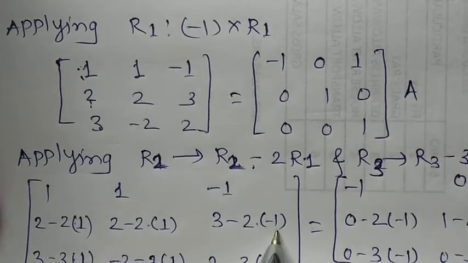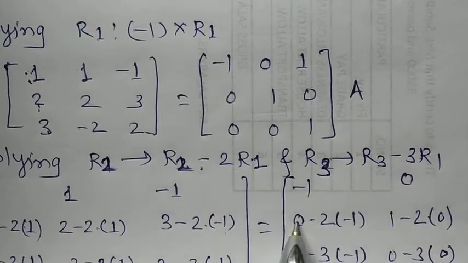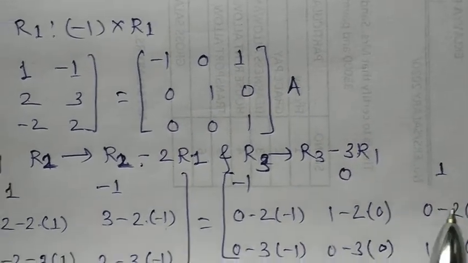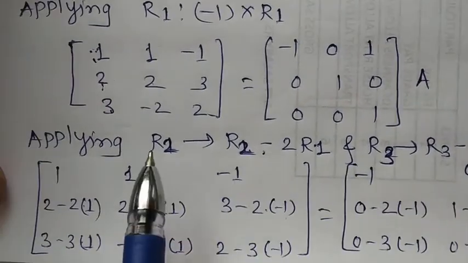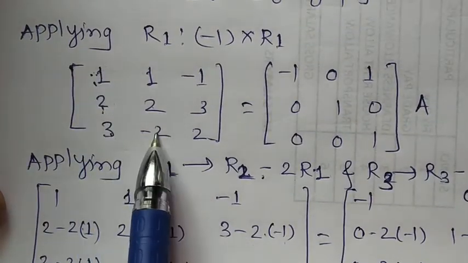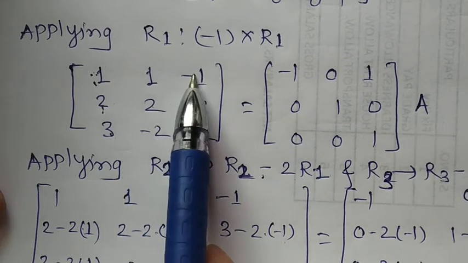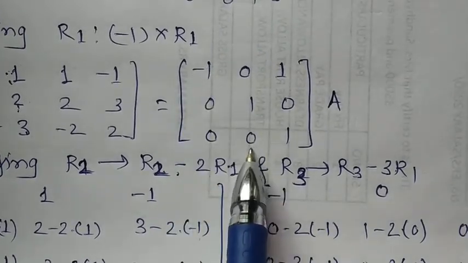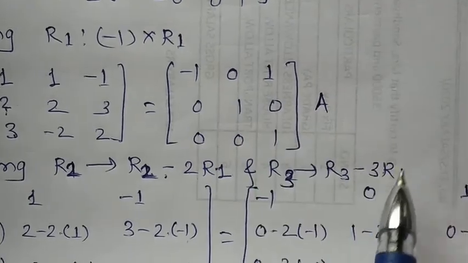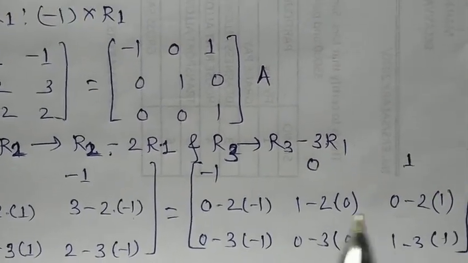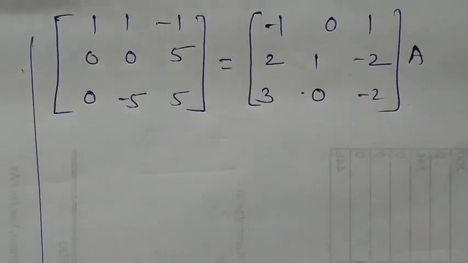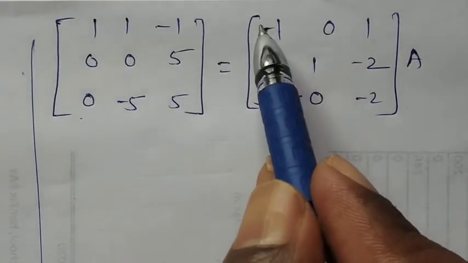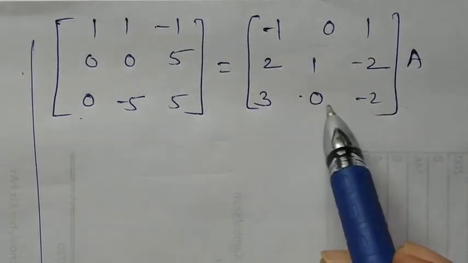So we can take it here. The same way on this side: 0 minus 2 times minus 1, 1 minus 2 times 0, and 0 minus 2 times 1. Same for R3 minus 3 times R1: 3 minus 3 times 1, minus 2 minus 3 times 1, 2 minus 3 times minus 1. On the right side, 0 minus 3 times minus 1, 0 minus 3 times 0, and 1 minus 3 times 1. So this equals [1 -1 1; 0 5 0; 0 -5 5] equals [-1 0 1; 2 1 -2; 3 0 -2] times A.